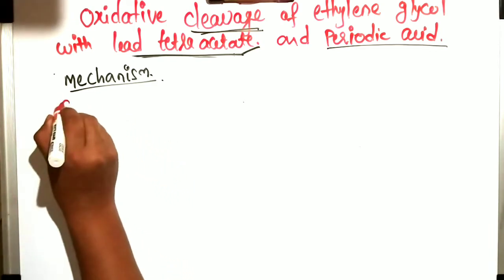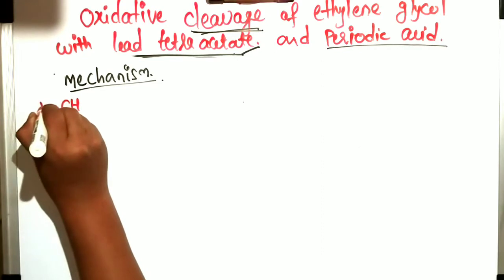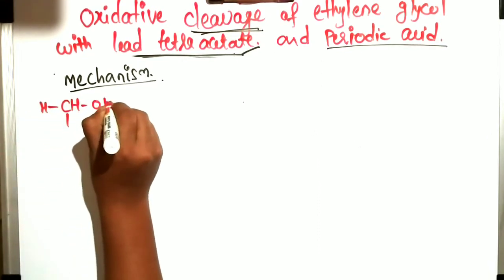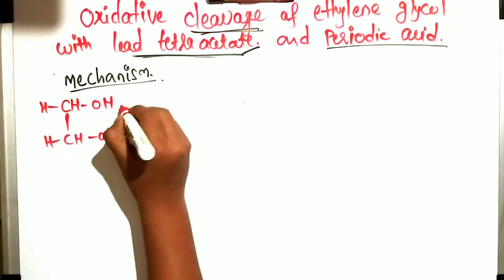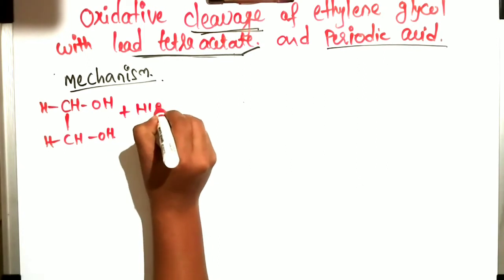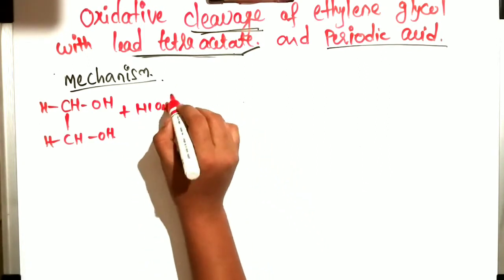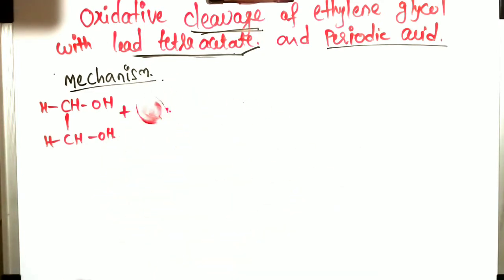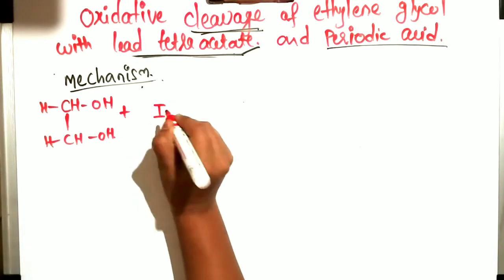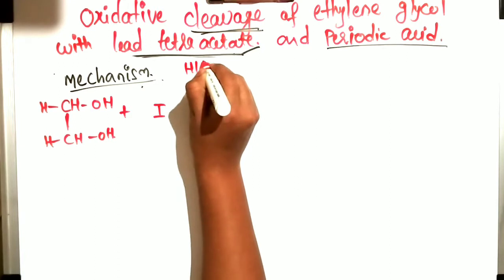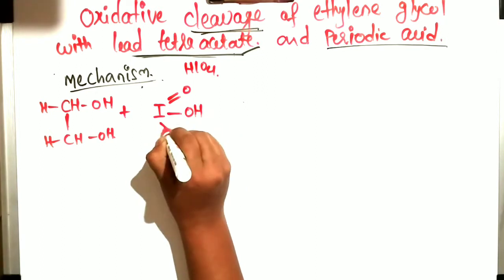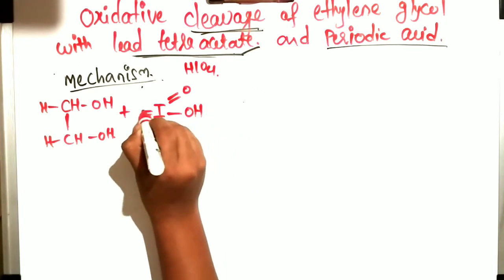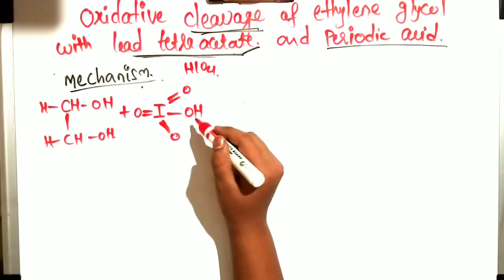Mechanism. So first, what we should have is ethylene glycol, CH2OH, CH2OH, treating with HIO4, or else we can also write it as I double bond O, single bond OH, double bond O and double bond O, HIO4.